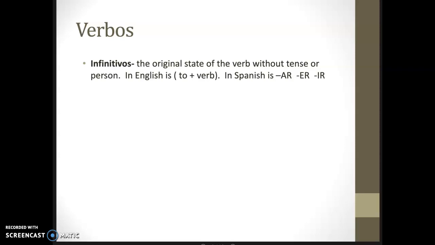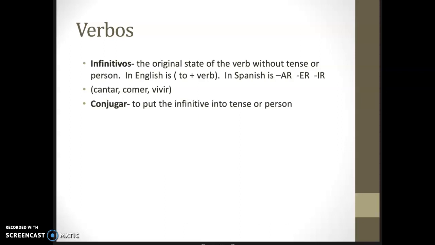We talked about infinitivos before. The definition is the original state of the verb without tense or person. In English, it's to plus the verb. In Spanish, it's AR, ER, and IR endings. So we have cantar, comer, and vivir. Cantar is to sing, comer is to eat, and vivir is to live. As you can see, they all end in AR, ER, and IR.